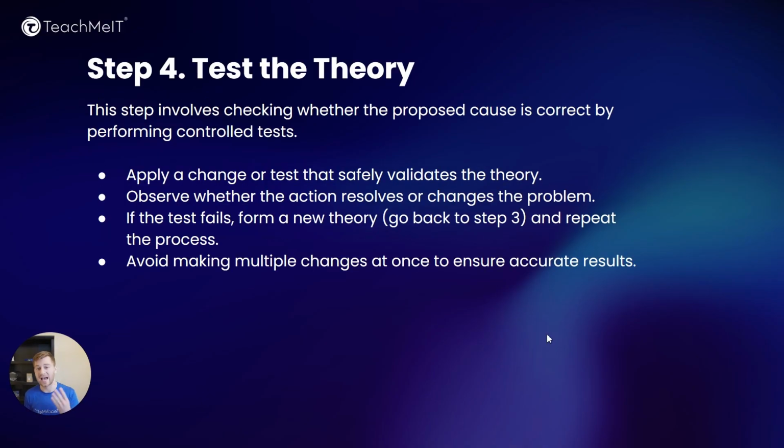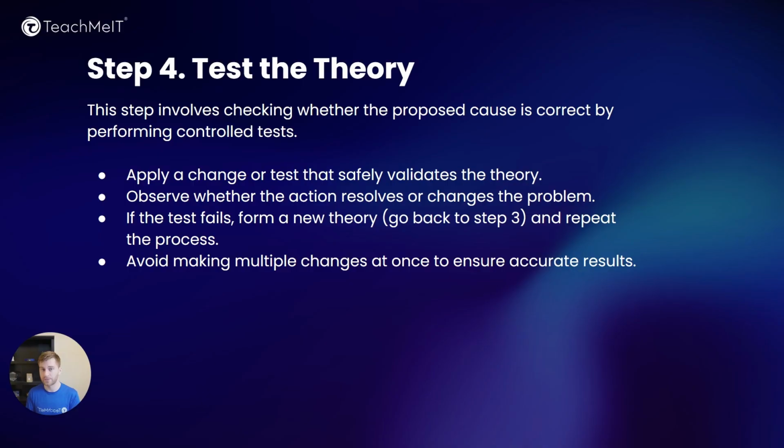Step 4 is to test our theory. This involves us actually going out and testing what our theory was and seeing if we have the solution. So for example, we could apply a change, we could test something. In the case of a monitor, maybe we replace the power cable, maybe we replace one of the actual monitor connection cables. Maybe we test the monitor with another device. There's a bunch of different things that we can do, but here we're testing the theory.